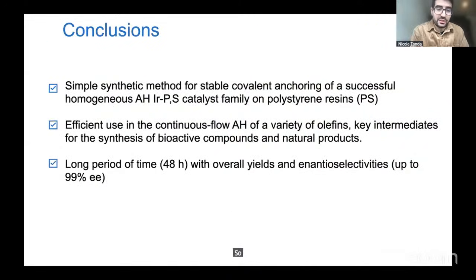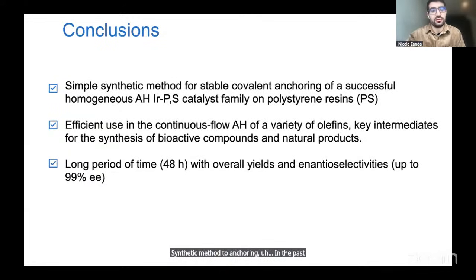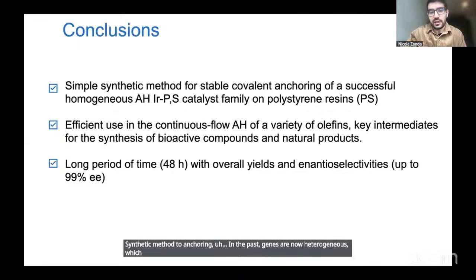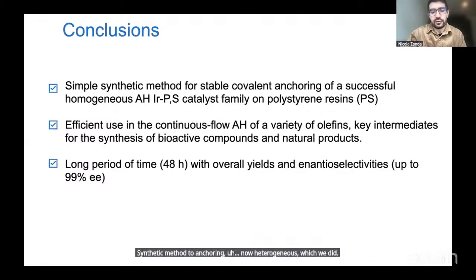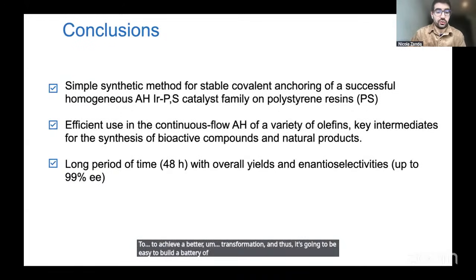So now I'm reaching the conclusion of the talk. What we wanted to do was to develop a synthetic method to anchor a ligand, in the past homogeneous, now heterogeneous, which we did. This type of ligand is also highly flexible and versatile, since when different substrates would want to be tackled, it's also possible to modify its precursor to achieve a better transformation. And thus it's going to be easy to build a battery of catalysts to screen.